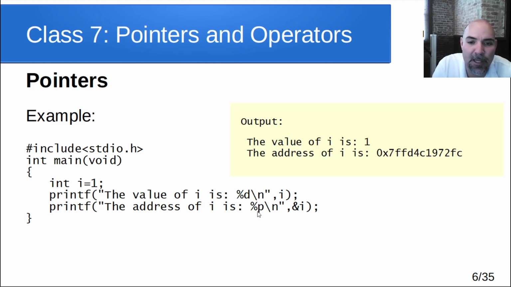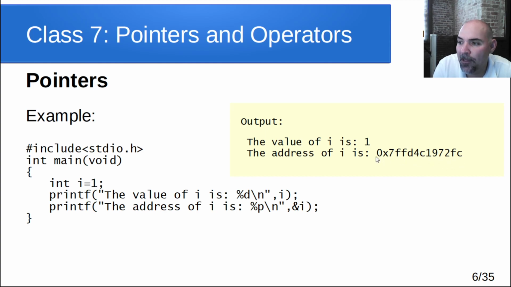So what does this do when we actually run it? Well, here's what the output would be. The value of i is 1, because that's what it's storing. But the address of i, where it is in memory, on my machine when I ran this, I got this address here.